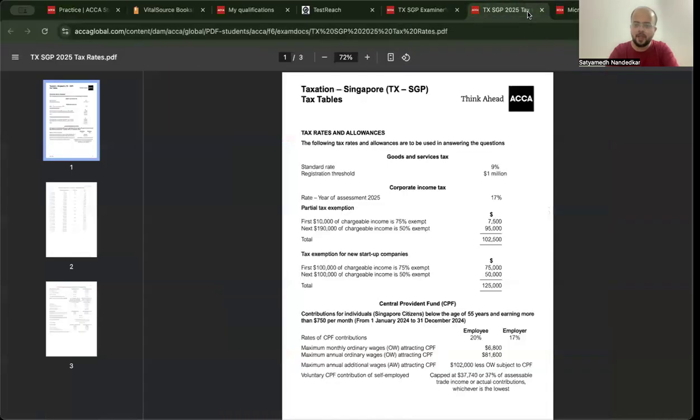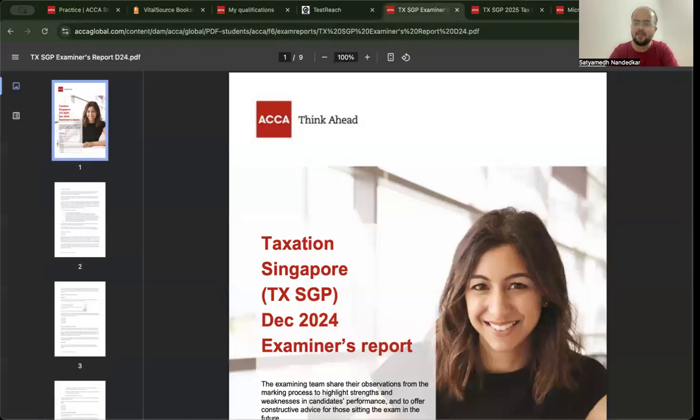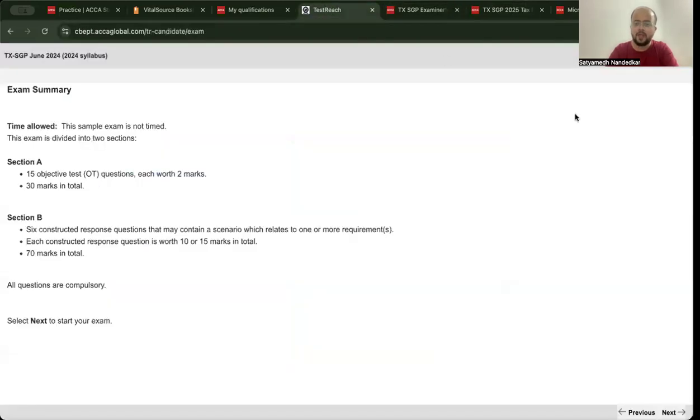So let me take you to the exam window first because I want to familiarize you with the exam pattern and how things are tested. Your Singapore taxation exam would be a 100 marks exam, and naturally, of course, you need a total of 50 marks to clear.